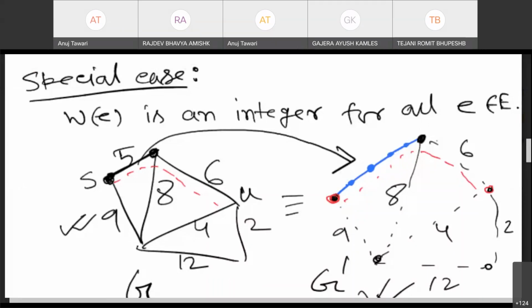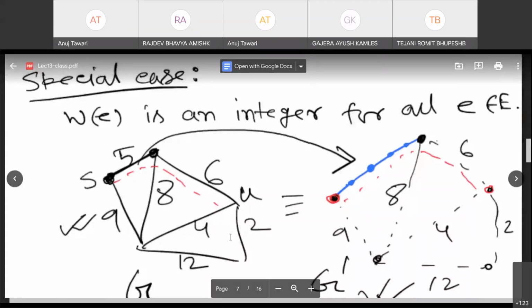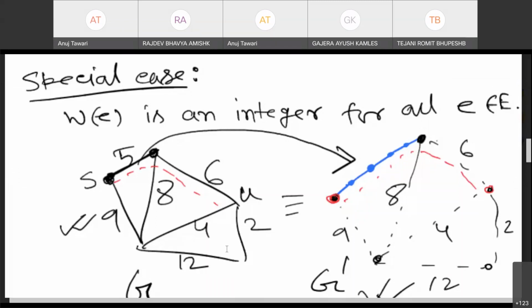So we have all these edge weights 5, 6, 8, 9, 4 to 12, and we would like to find the shortest path from S to U.